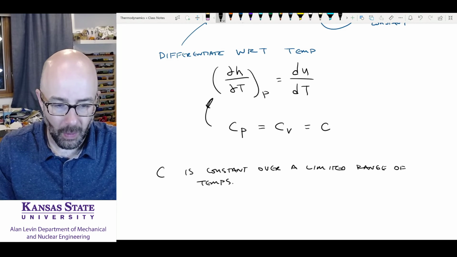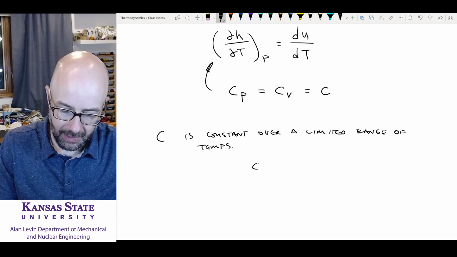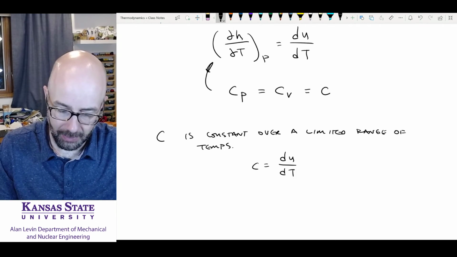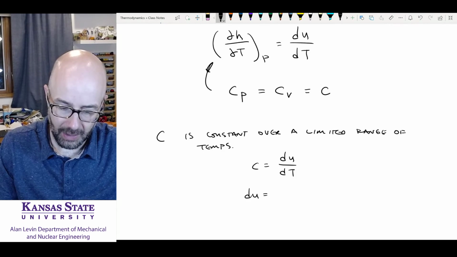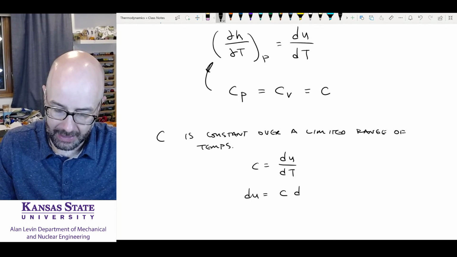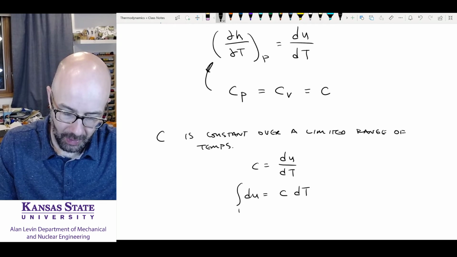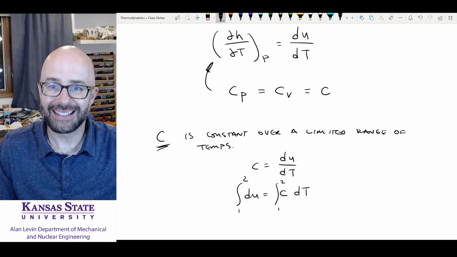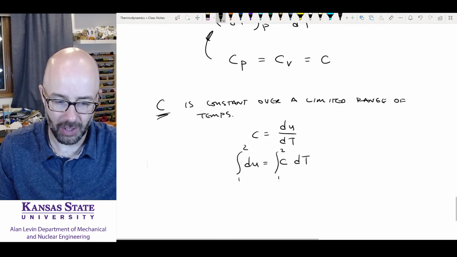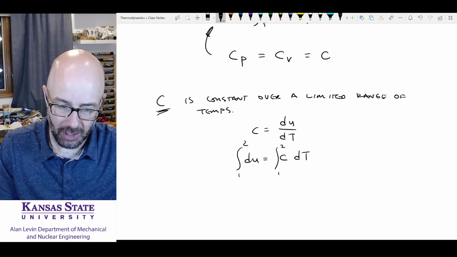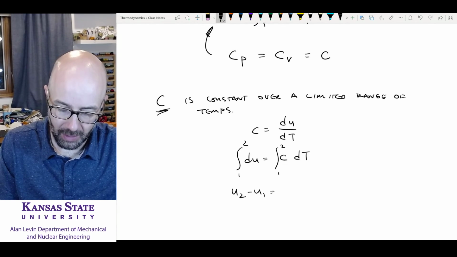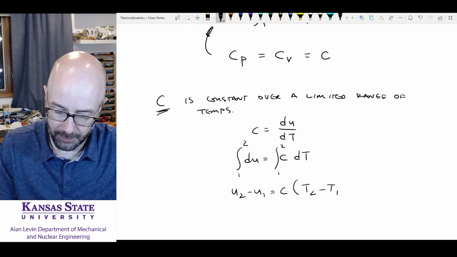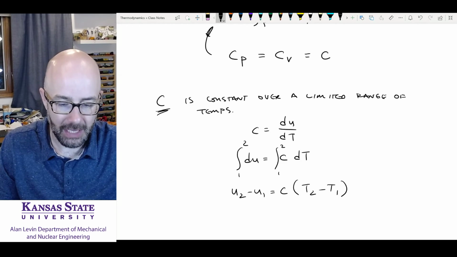Okay, so we're going to say this. C is equal to du over dt, and we can separate variables here and say that du is equal to C times dt, and we're going to integrate this between 1 and 2, and we're going to use the fact that specific heat C is constant over a range of temperatures, and we're going to move that C outside of the integral and get that u2 minus u1 is equal to C times T2 minus T1. Okay, so this is the incompressible substance model.